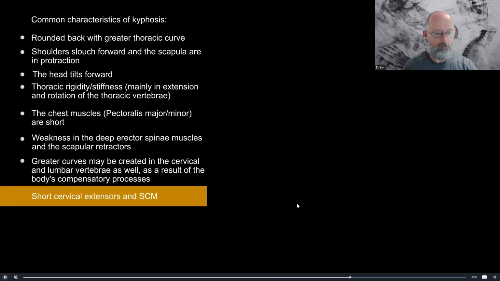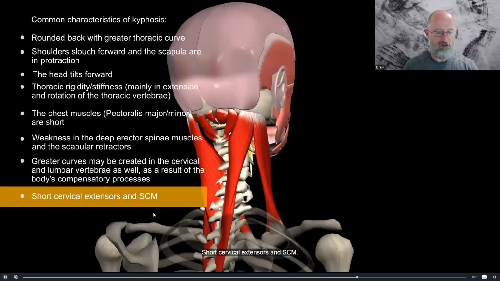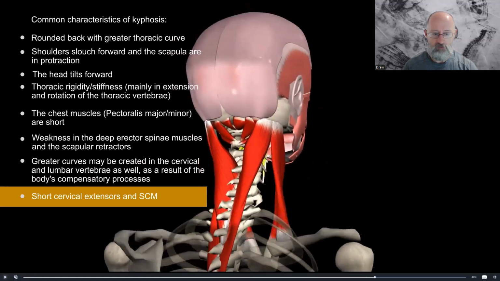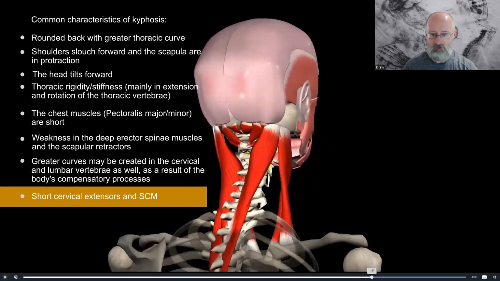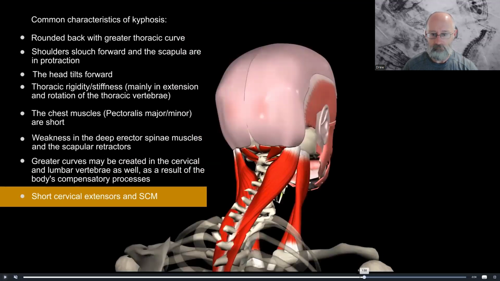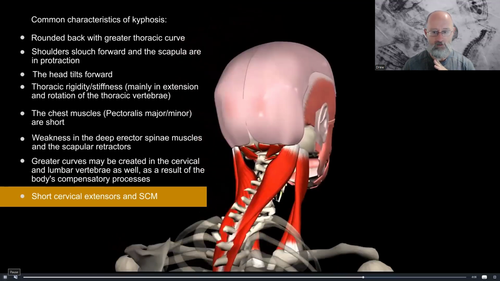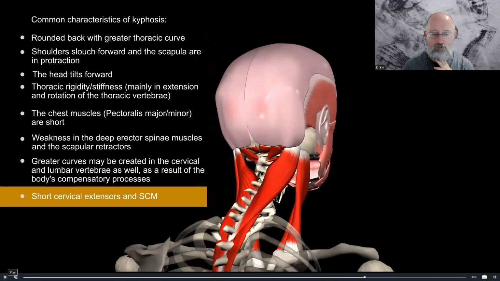Okay, and probably the last one here, short cervical extensors and the sternocleidomastoid. So here we go again. We've got your cervical extensor muscle groups here, and then you've got your sternocleidomastoid, again feeding into those big four muscles on the front of the body, which get super weak. So that's a huge difference between this posture here, their neutral spine, versus here. Okay, that's your forward head posture.